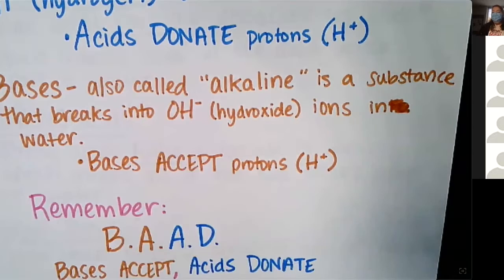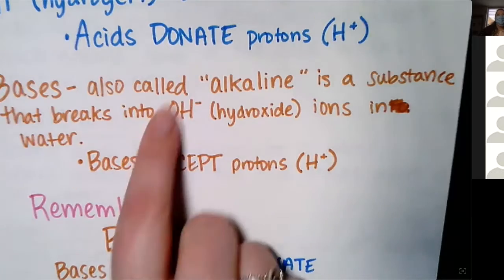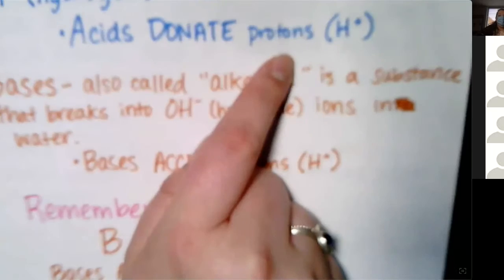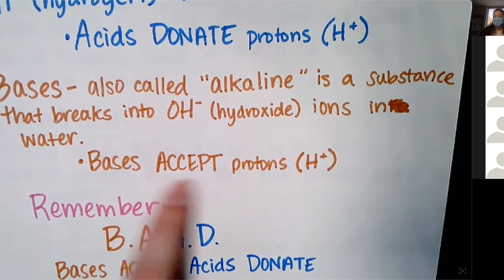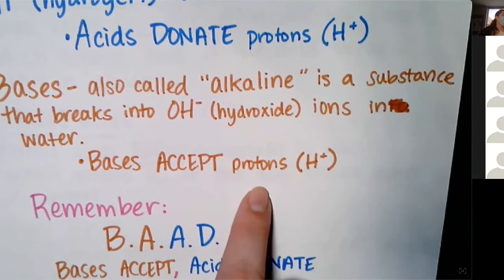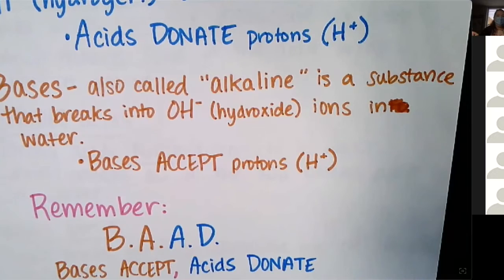Okay, so hydrogen is for an acid, and hydroxide, or OH minus, is for a base. So acids donate protons, but bases accept protons. Okay, and that's right here. Bases accept protons. Here's a way you can remember which ones accept and which ones donate.